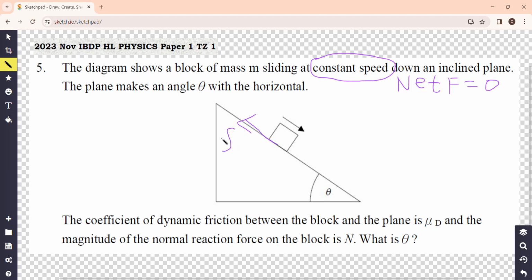Friction, mg, and N. And these three forces joined together have 0 net force, so these three forces have to form a closed polygon, a closed triangle.